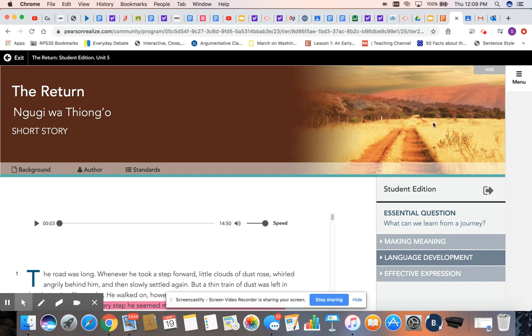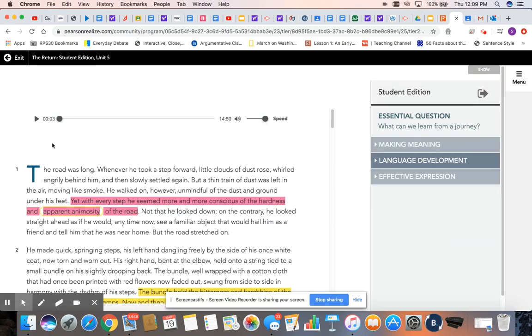So here we go. Short story. Background. The British colonial government controlled Kenya, the setting of this story, from the late 19th century until 1963. In 1952, this government declared a state of emergency in order to violently suppress the Mau Mau Rebellion, an anti-British uprising by the Gikuyu ethnic group.